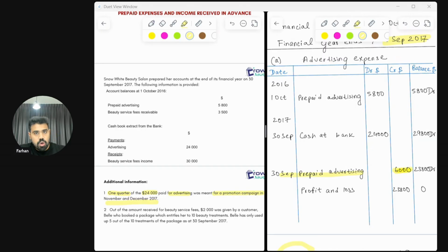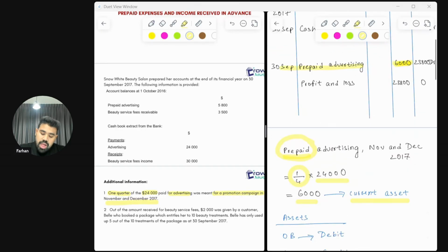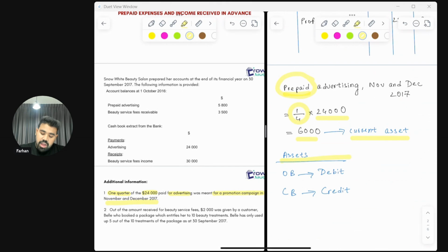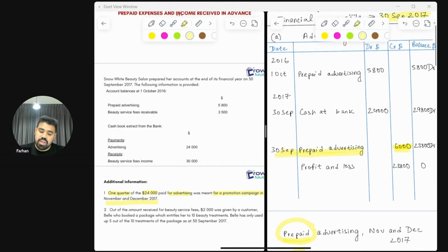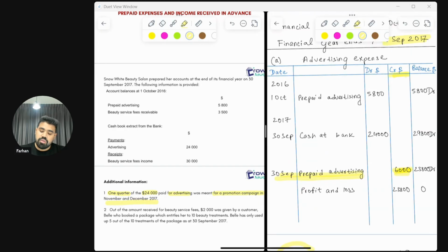And why is that so? Always remember, all assets should have an opening balance on the debit side, which is what you have seen for the 1st October 2016, where we have included $5,800 on the debit side. And all assets should have a closing balance on the credit side, which is what we are doing now. Okay? So on 30 September 2017, the $6,000 relates to the closing balance for a current asset for prepaid advertising, and that is what we're including within the credit side.